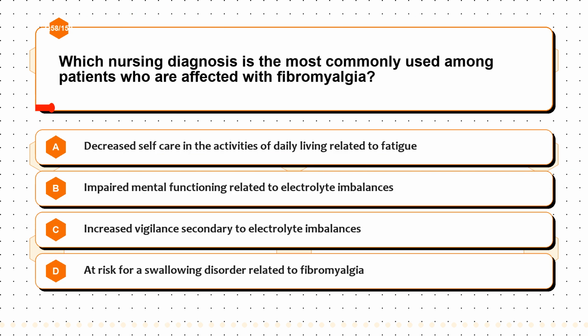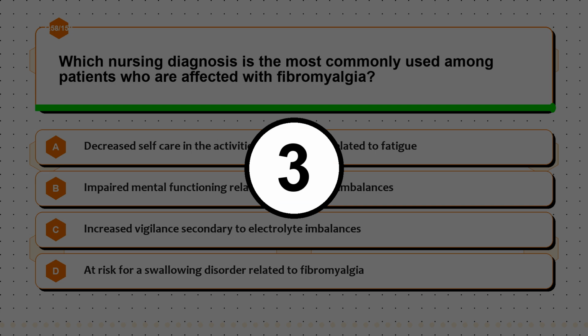Question 58. Which nursing diagnosis is the most commonly used among patients who are affected with fibromyalgia? Here are the options. Option A. Decreased self-care in the activities of daily living related to fatigue. Option B. Impaired mental functioning related to electrolyte imbalances. Option C. Increased vigilance secondary to electrolyte imbalances. Option D. At risk for a swallowing disorder related to fibromyalgia.